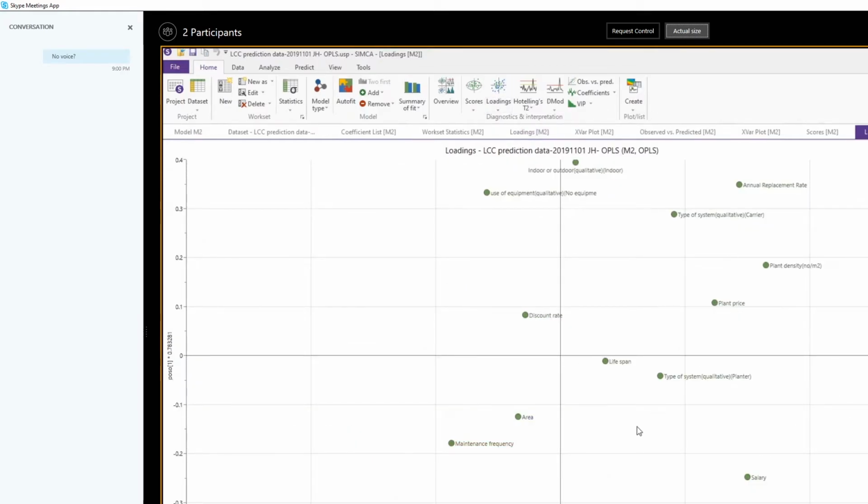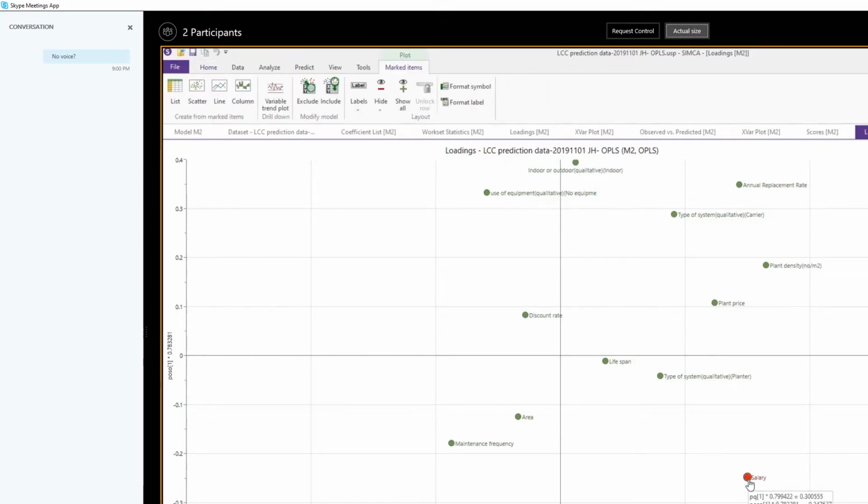Loading scatter. Sorry, this one I want. So if we go back to this here, right? If you only had Y, okay, then everything would be on this line to some degree. And you wouldn't know how much those variables impacted something else. Okay? So if you look at salary out here, salary can be used to predict the life cycle cost, but it also is related to some of the other things in here, right?